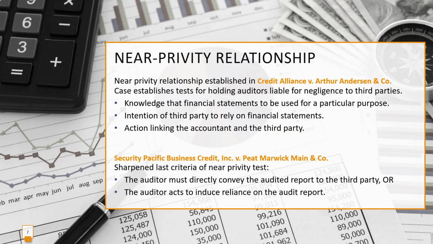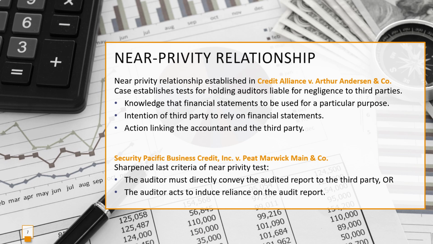The Ultramarines decision established a strict privity standard, which included only foreseeable parties. Subsequent court decisions, though, moved away from the strict privity standard over time to include foreseen and reasonably foreseeable third parties. The New York Court of Appeals expanded the privity standard in the case of Credit Alliance versus Arthur Andersen and Company to include a near privity relationship between third parties and the accountant or auditor.